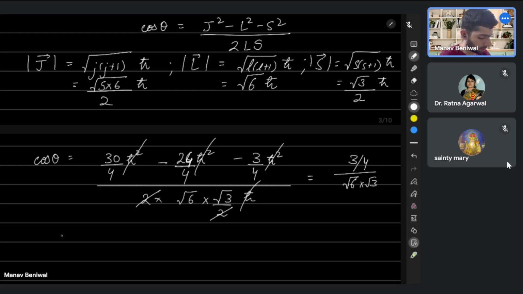So then ultimately what we will get is theta as cos inverse under root 2 by 3. And if we put this value in the calculator, we will get 61.9 degrees.